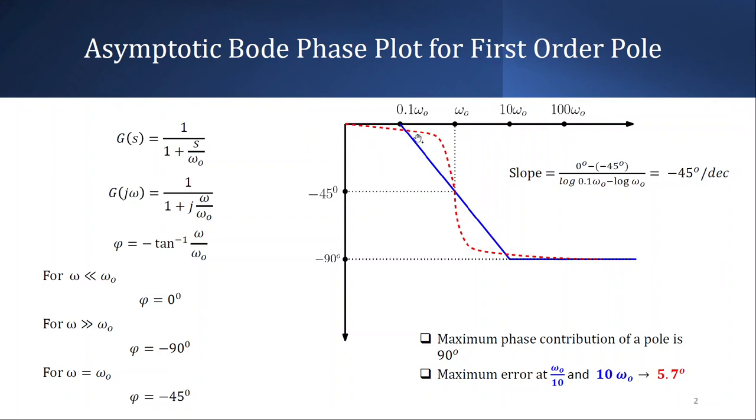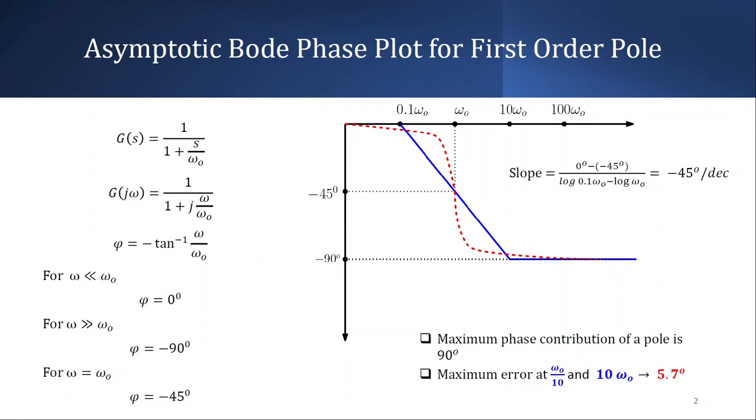Okay, so the asymptotic phase plot would look somewhat like this, and the real phase plot would be as shown by the dashed line. So at this point the error is minimum, while at this point the error would be maximum, at 0.1 omega 0 and 10 times omega 0. The error is around 5.7 degrees. Okay, so this is one thing that you have to keep in mind. So when you are drawing the asymptotic Bode phase plot, you keep just one thing in mind.